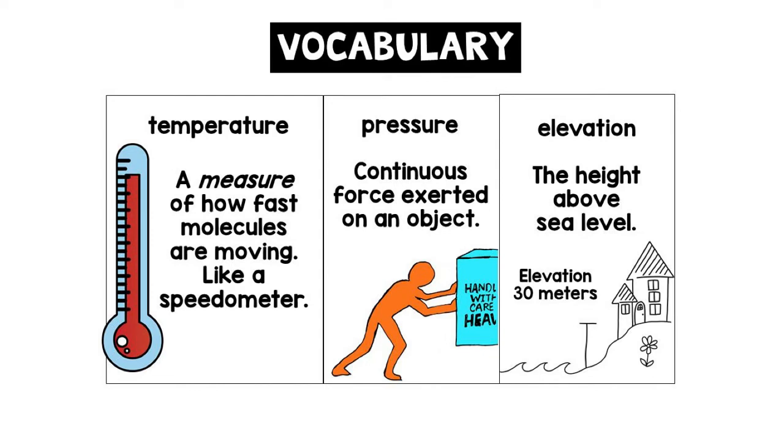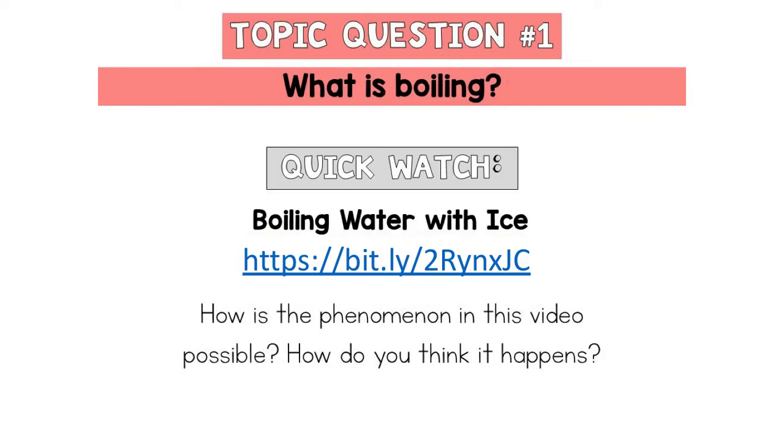Temperature is a measure of how fast molecules are moving, kind of like a speedometer. Pressure is continuous force exerted on an object. Elevation is the height above sea level.